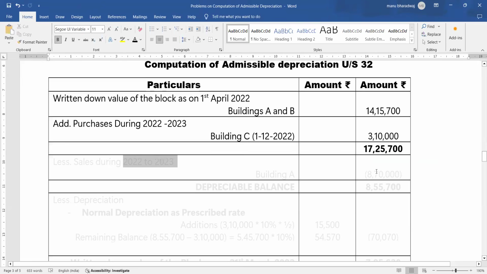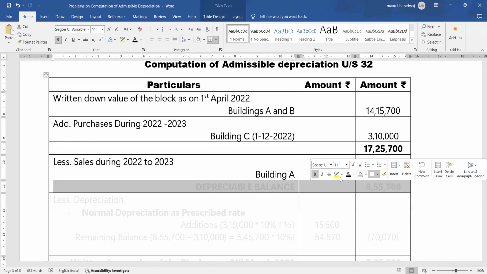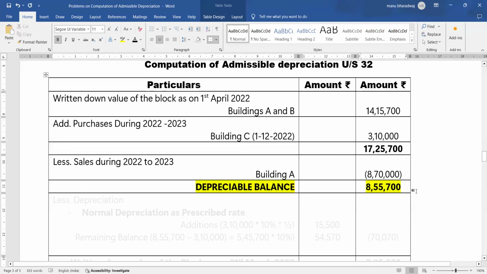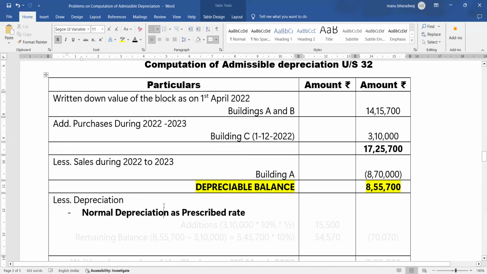So less sales during the year. Building A they have sold for 8,70,000. The remaining balance will be 8,55,700. That will be your depreciable balance. Now for this we need to charge depreciation. Only normal depreciation is applicable because it is not plant and machinery, it is building. On buildings we levy only normal depreciation.